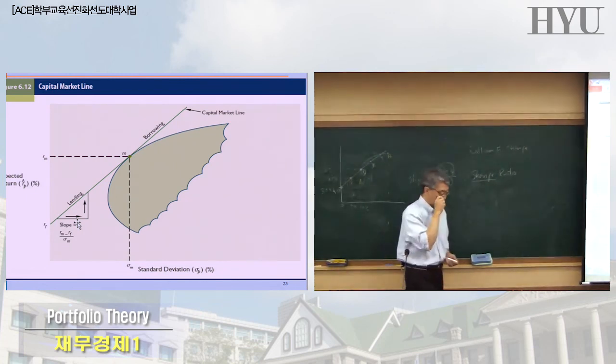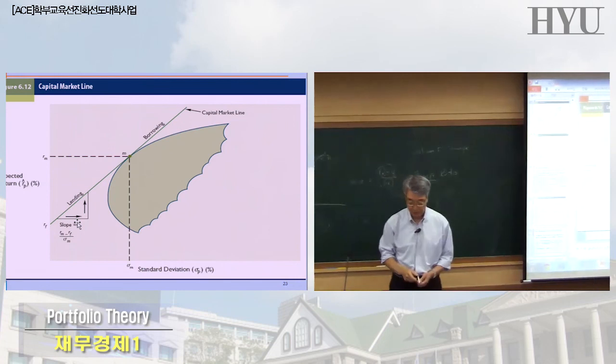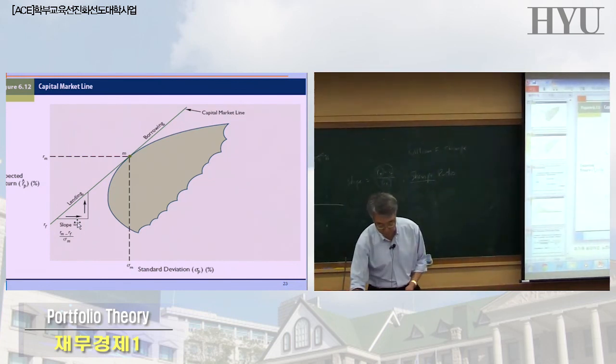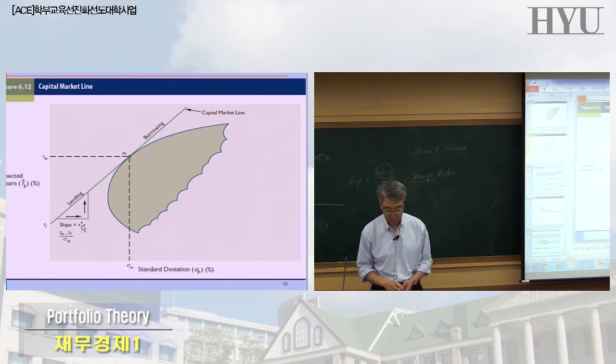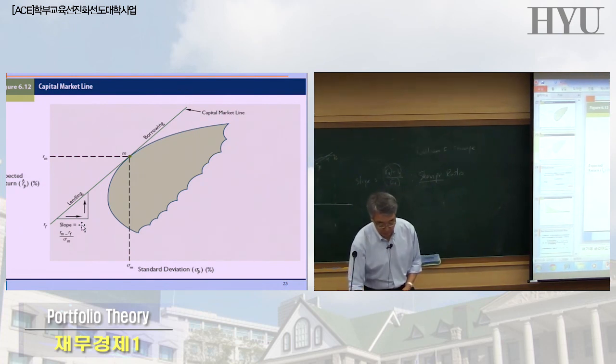Okay? So the tangent point will give you the highest Sharpe ratio, which means you get the most return for your risk taking. Okay? That's enough. Okay? So the line that connects this RF to tangent point and the extension of that line, this line is called the capital market line. Okay?